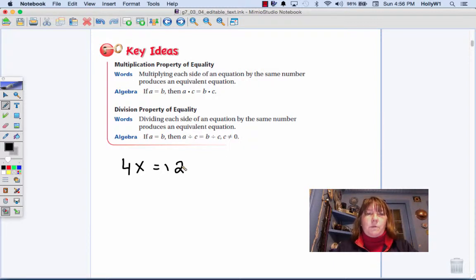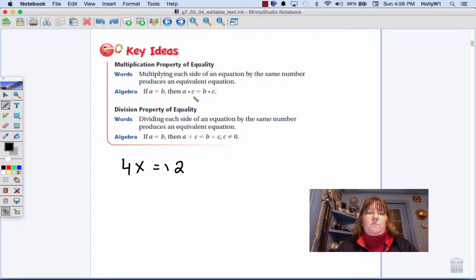This relies on a couple of properties. One of them is the multiplication property of equality. In other words, if A is equal to B, those are equalities, and you multiply both sides by the same thing, they're still equal. That makes sense, because if you have two things that are equal and you multiply both sides by the same thing, then they're still equal.